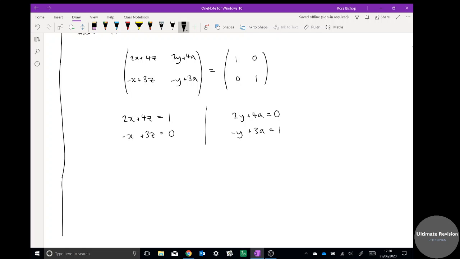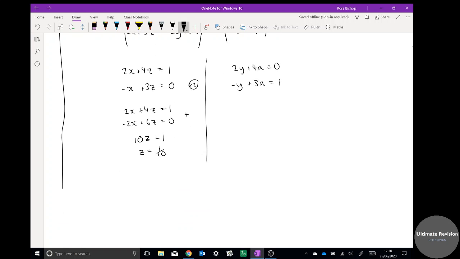So if we look at the left-hand side, I'm going to use elimination. I'll times that one by 2 to get the x's the same. 2x. The other one, multiply by 2. And then if I add the 2 together, I get 10z equals 1. So z is a 10th. You can trust me on this one, but if I just substitute it back in, I get x being 3/10. Okay. Then on the right hand side, I'm going to do exactly the same. Times that one by 2.